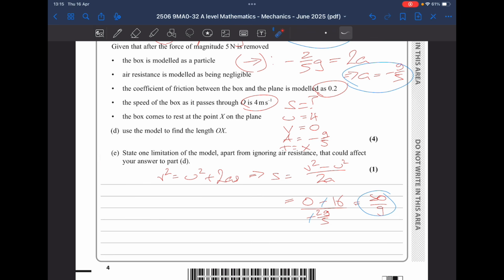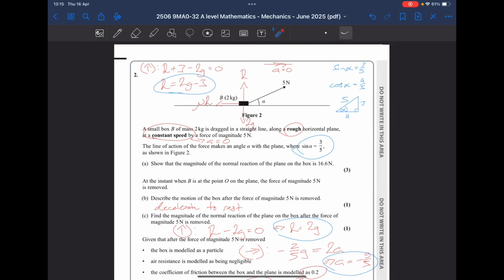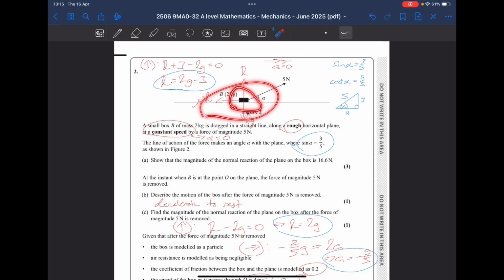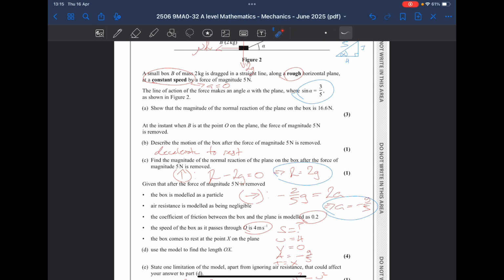Last bit of this then is going to be state the limitation of the model, apart from air resistance. Generally you can say spin, but here it can't really spin, it's going to slide instead. So we can say anything about all these things that we've assumed are not going to be true. So it's not a particle, it does have some size. It will be affected by some sort of size.